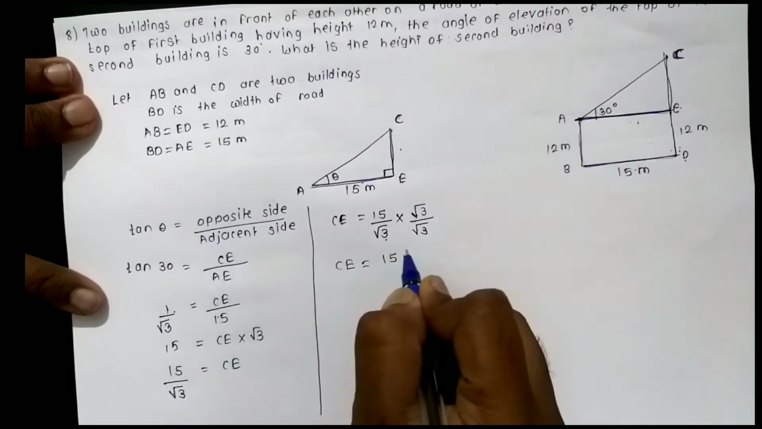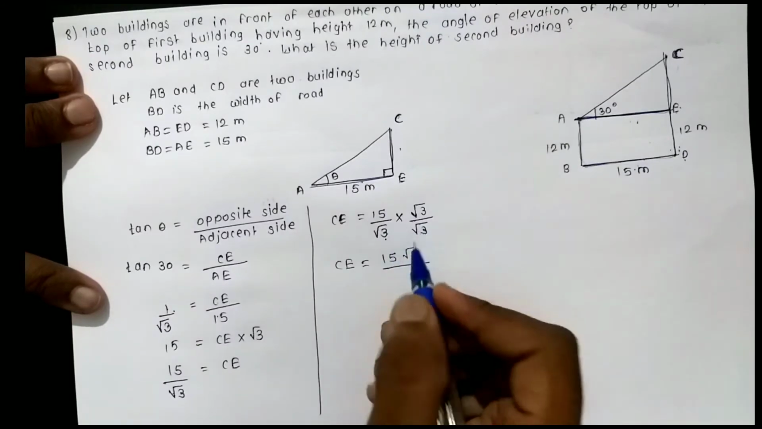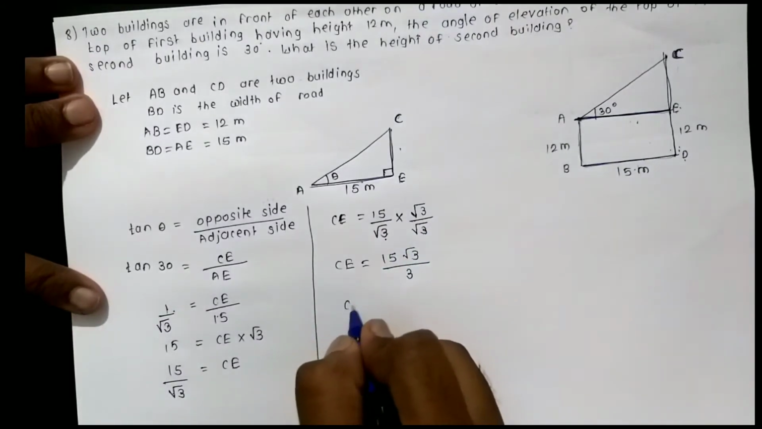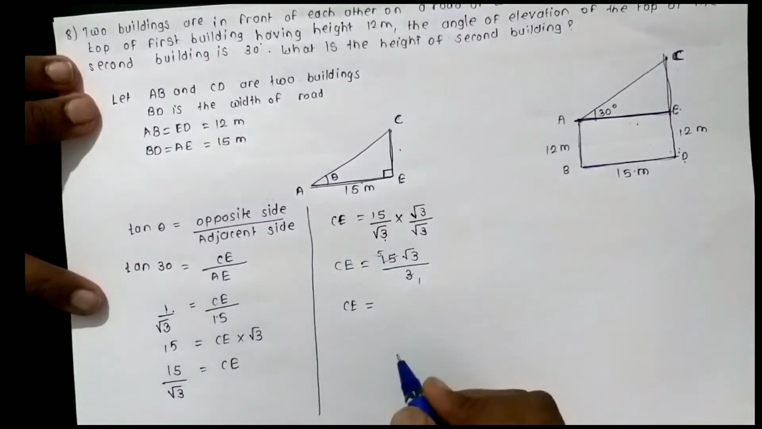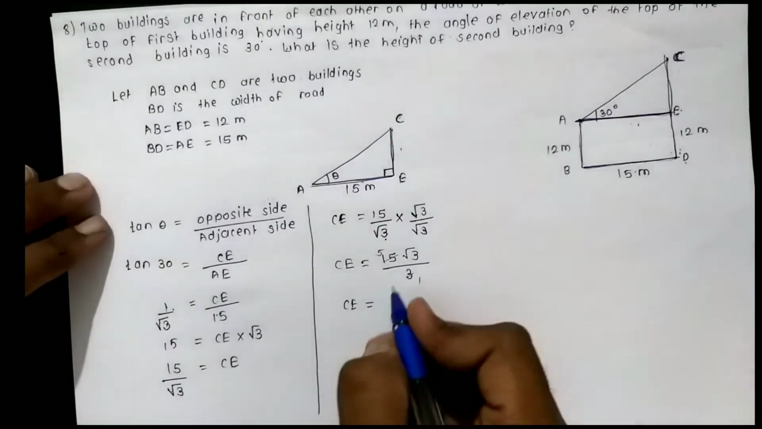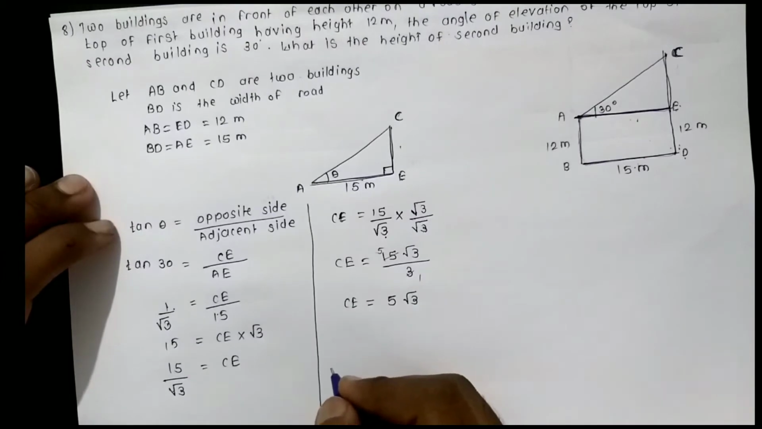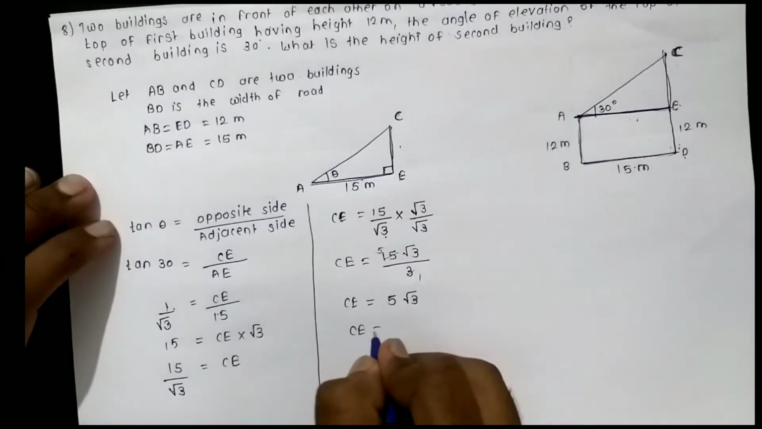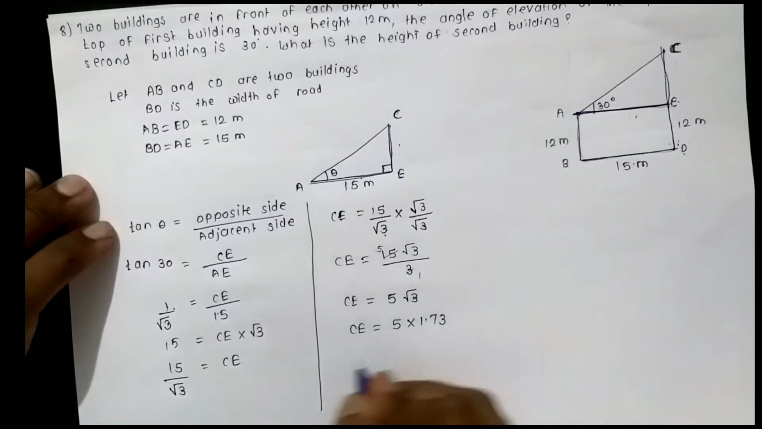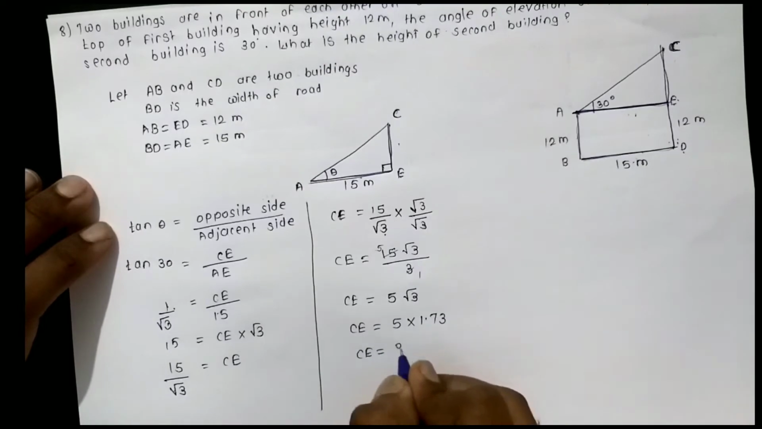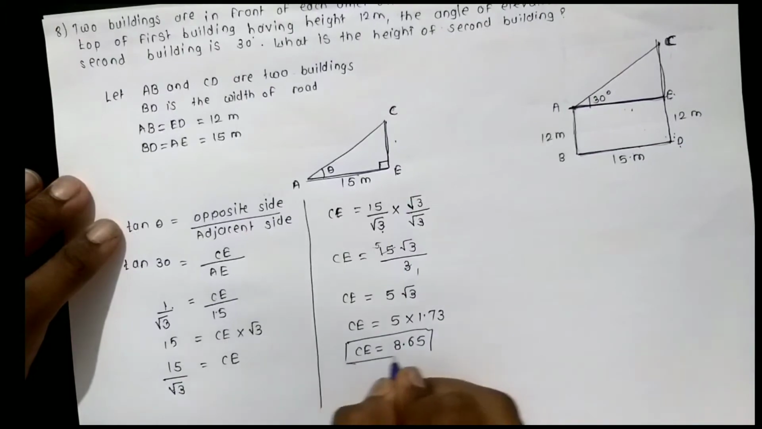CE is equal to 15 root 3 upon root 3 root 3. 3 3s are 9. Square root of 9 is 3. CE is equal to, 3 1s are 3, 3 5s are 15. So the answer is 5 root 3. I also know the value for root 3, that is 1.73. So 5 multiplied by the value for root 3, 1.73. By multiplying, we get the answer 8.65.